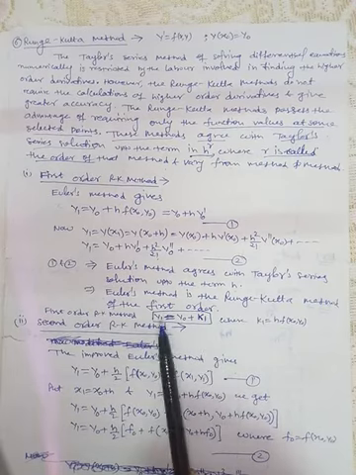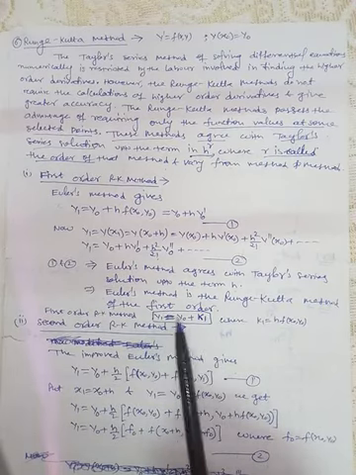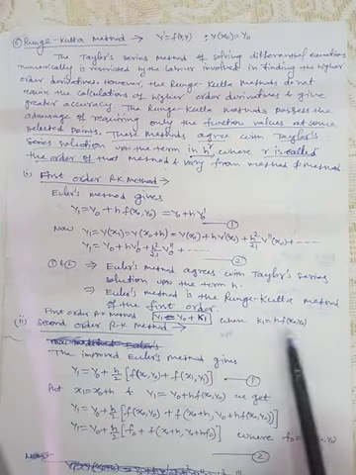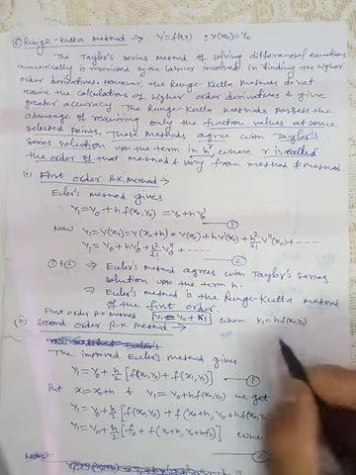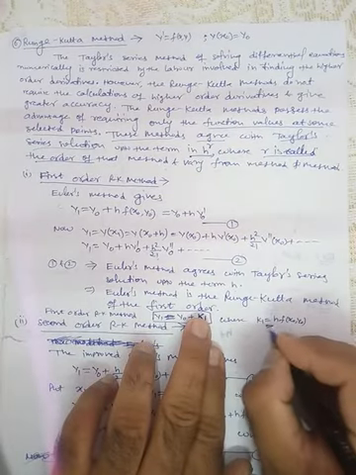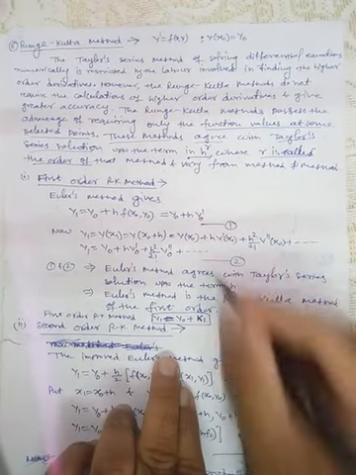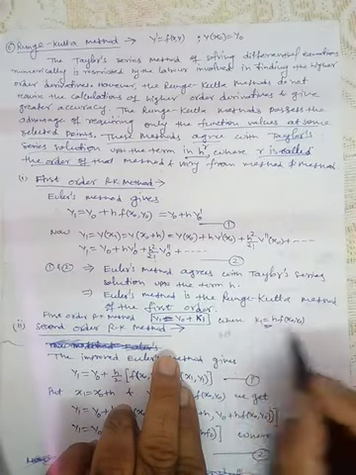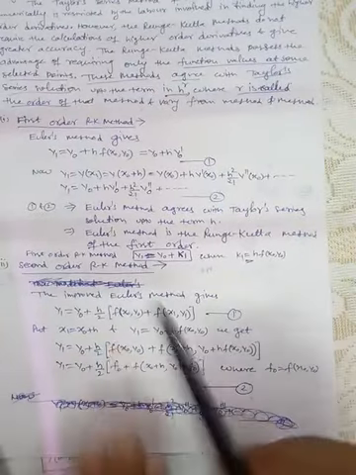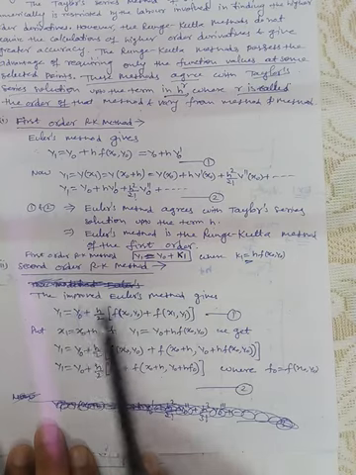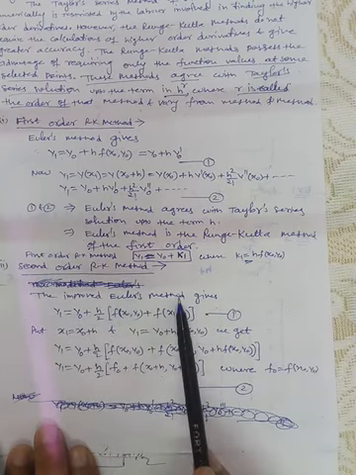This is written as y1 equals y0 plus k1. What is k1? k1 is h f(x0, y0). That means this is your k1, and this is your f at x0, y0. Now the second order method. The second order method is basically the improved or modified Euler's method.